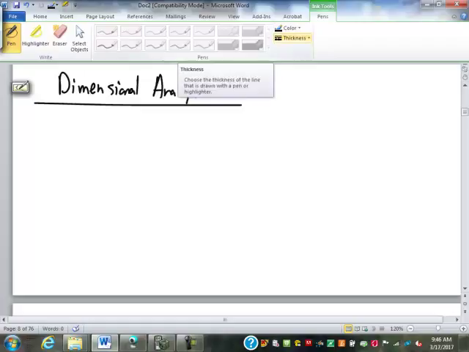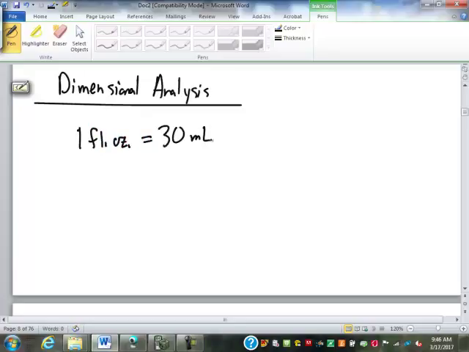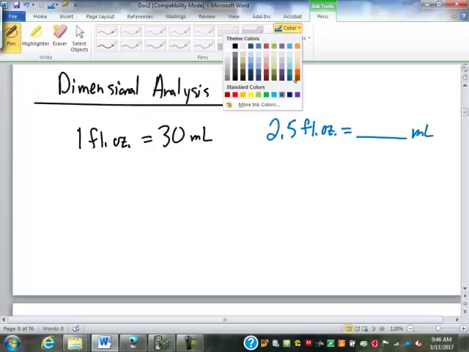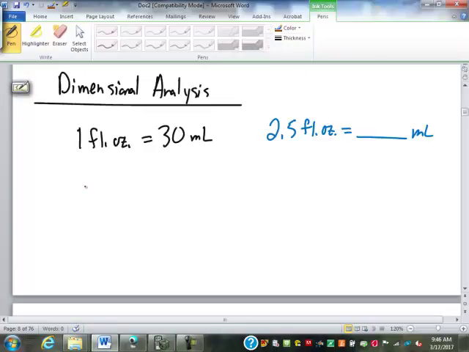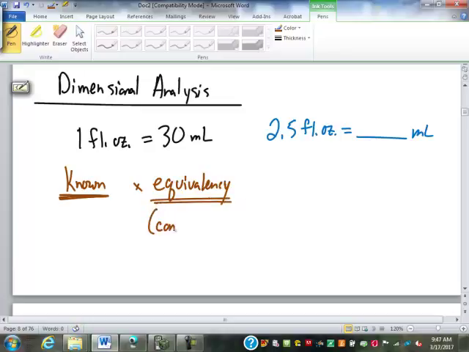When we had, well, let's say we have that 1 fluid ounce equals 30 milliliters again. And I wanted to know 2.5 fluid ounces equals how many milliliters? Well, we start out with the known value. We're going to multiply by an equivalency. That equivalency is often a conversion factor.